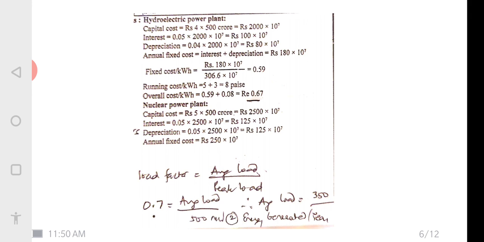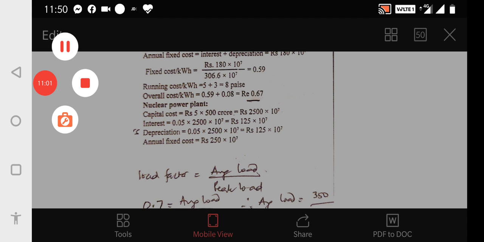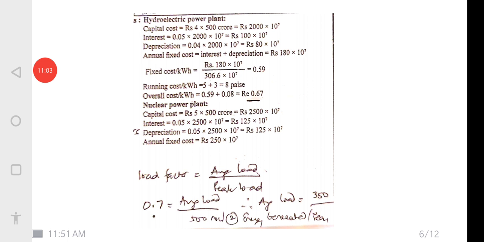The interest is 125 crores, or 125 into 10 raised to 7 rupees. Now depreciation is again 5%, that is 0.05 into 2500 crores. That gives again 125 crore rupees, that is 125 into 10 raised to 7 rupees. Okay. So the annual fixed cost is the cost towards interest as well as depreciation. So 125 plus 125 crores, that is 250 crores. We will write it as 250 into 10 raised to 7.